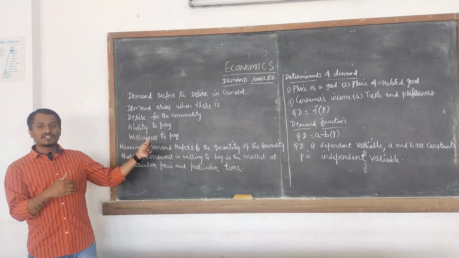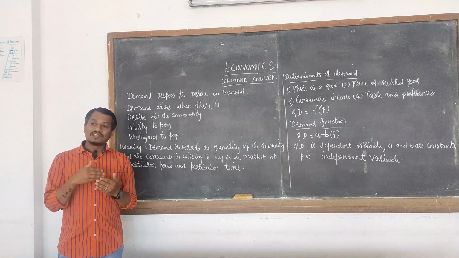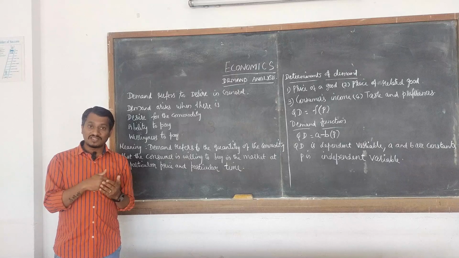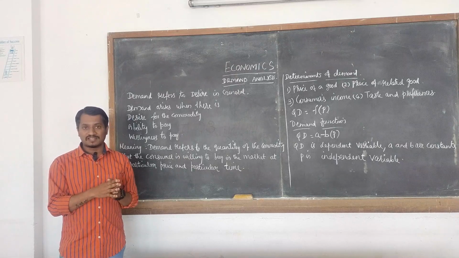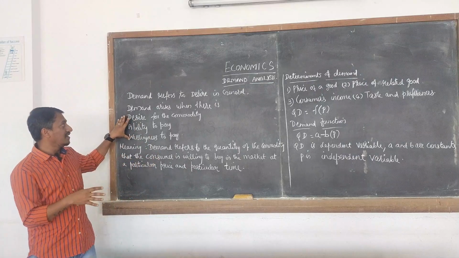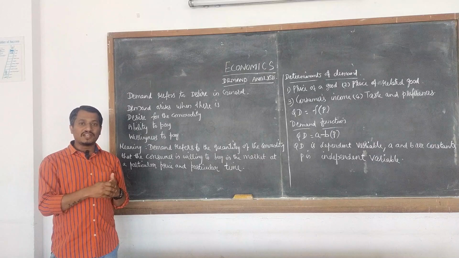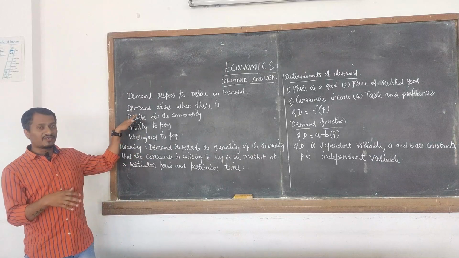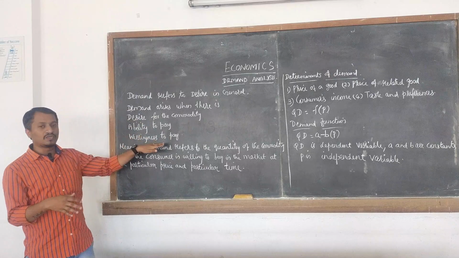And willingness to pay. If the consumer is ready to pay, if he feels that the product is worth 10 rupees, then only the demand will arise. Otherwise, demand will not arise. So these are the factors where demand arises. That means if a consumer wants to buy a commodity, he should have desire for the commodity, ability to pay, as well as willingness to pay.